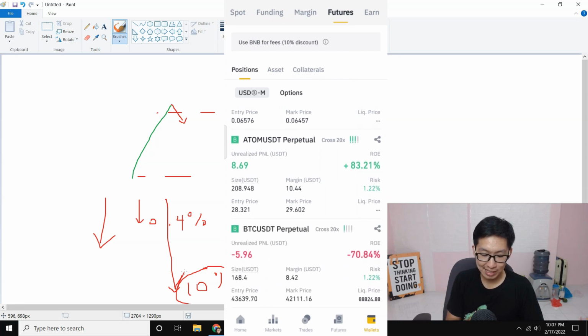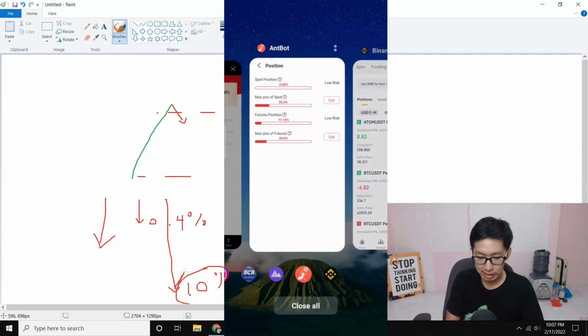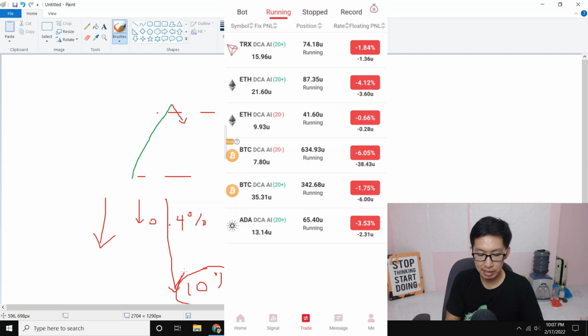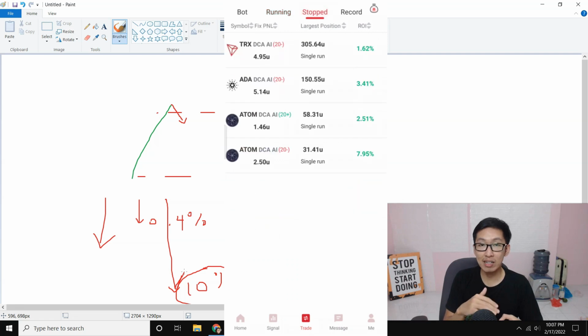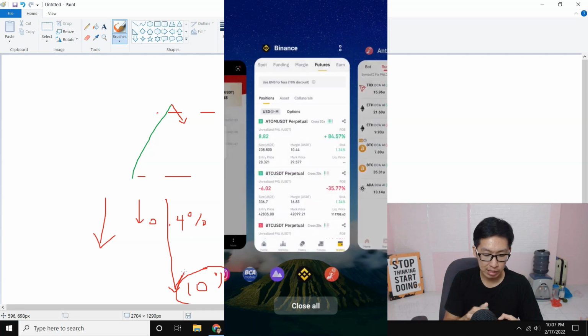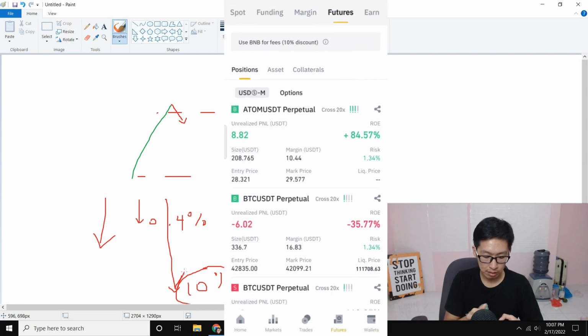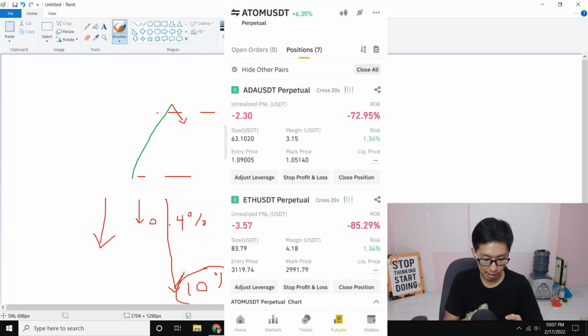Look at my Atom, guys. Atom, actually, I do manual trading, okay? I'm not using a bot. You can see I don't play Atom here, guys, in the bot. Atom is manual trading. Do you see this? Okay, I don't use a bot for Atom. I don't have Atom running. I had it running back then, but now it's not running. So I'm actually doing manual trading with Atom.